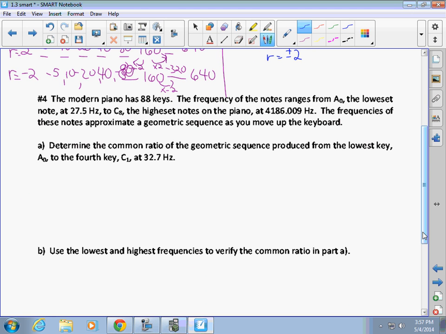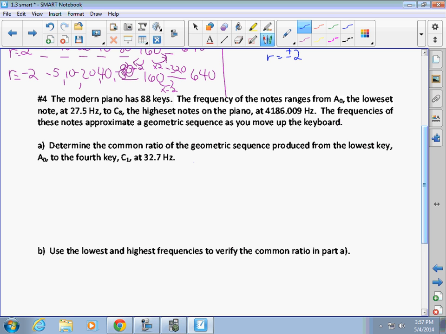Number 4 says, the modern piano has 88 keys. The frequency of notes ranges from A0, the lowest note, at 27.5 hertz, to C8, the highest note on the piano, at 4,186.009 hertz. The frequencies of these notes approximate a geometric sequence as you move up the keyboard. So as you go from A to C, it's going up by a ratio. So determine the common ratio of the geometric sequence produced from the lowest key, A0, to the 4th key, which is C1, at 32.7.